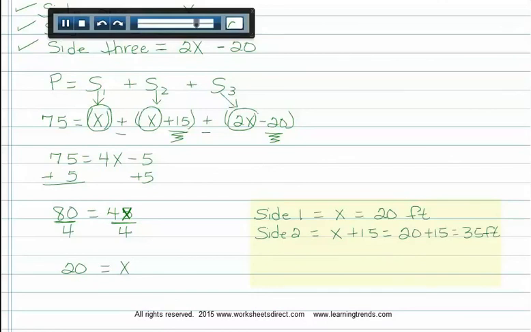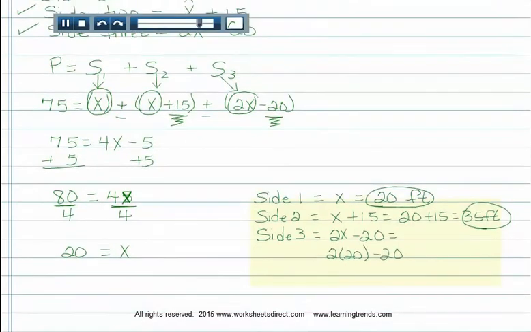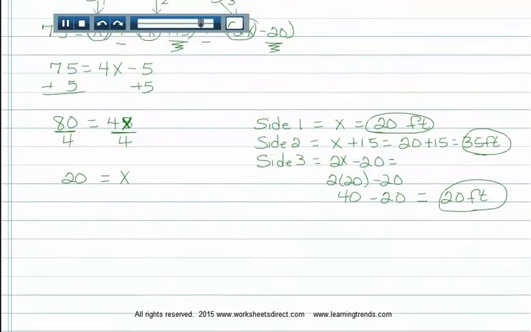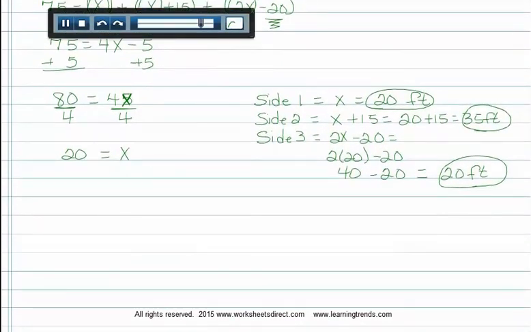So far we have found side 1, 20 feet, side 2, 35 feet. Side 3 was 2 times x minus 20, and that would give us 2 times 20 minus 20, 40 minus 20, and so side 3 is going to be 20 feet. So we have found all 3 of the sides.